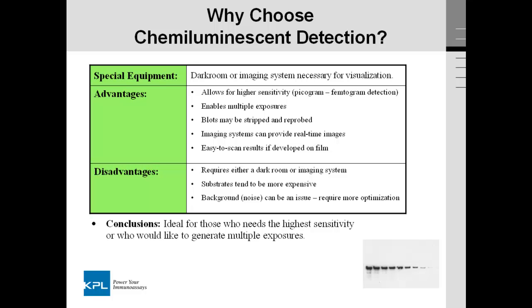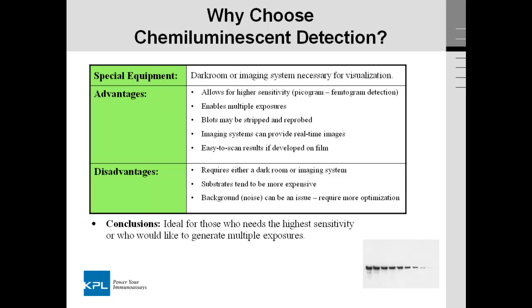Chemiluminescent detection allows for the following advantages. You are able to achieve the highest sensitivity possible, picogram to femtogram detection. Multiple exposures are possible, and your blots may be stripped and reprobed. Imaging systems will allow for real-time images, and the results are easy to scan if utilizing film.